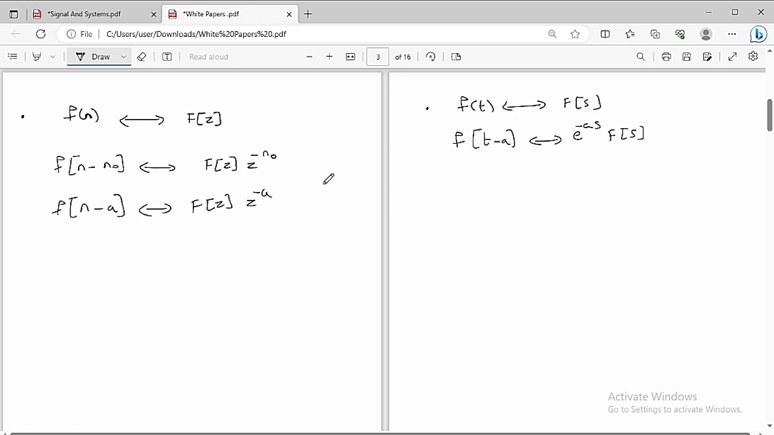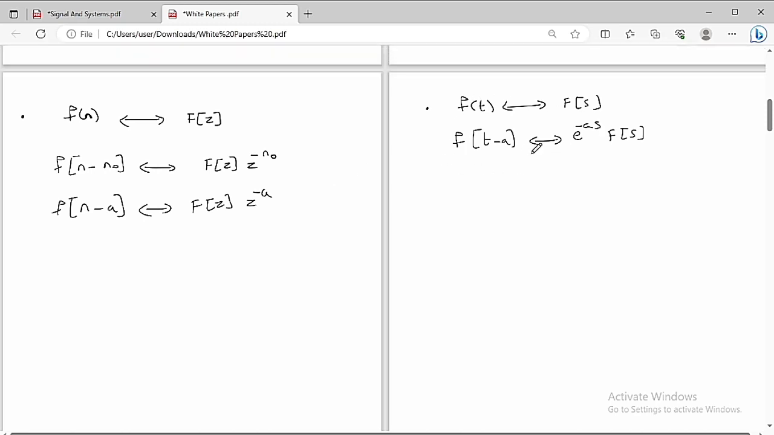So you don't have to remember all these things. If you know Laplace domain formulas, with the help of logic, you can get back the Z transform formulas also. So for f of t, the Laplace transform is F of s. For f of t minus a, the Laplace transform is e to the power of minus a into F of s. Now the same logic applies for this domain. For f of n, the Z transform is F of z, then f of n minus a has the Z transform F of z into, here e to the power of s is nothing but z, so z to the power of minus a. This is what I am trying to tell you.